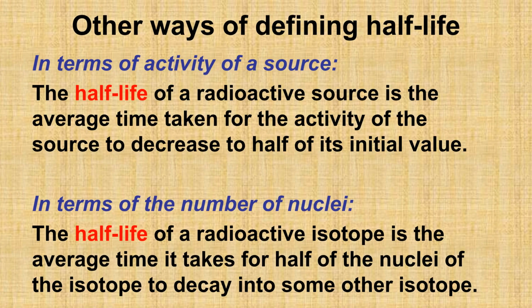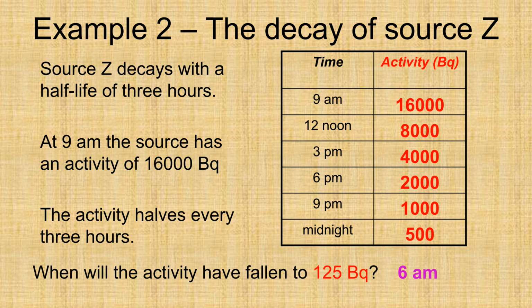The half-life of a radioactive source is also defined as the average time taken for the source's activity, or the number of nuclei, to decrease to half its initial value. In example 2, source Z has a half-life of 3 hours, starting with an activity of 16,000 becquerels at 9 a.m. We want to find when the activity falls to 125 becquerels, which is 6 a.m.